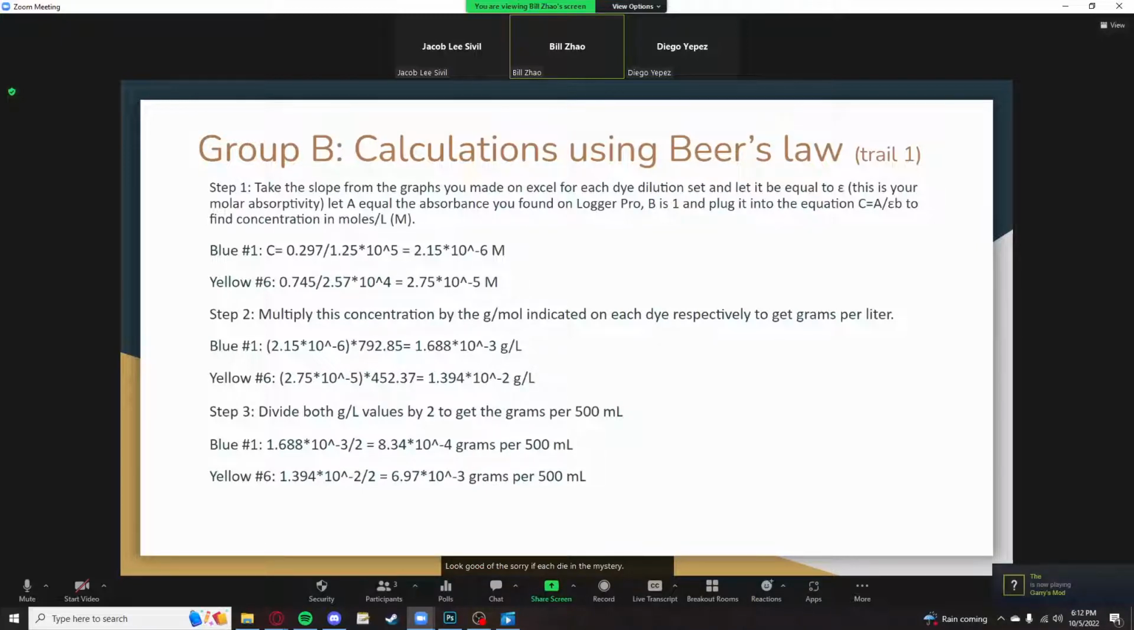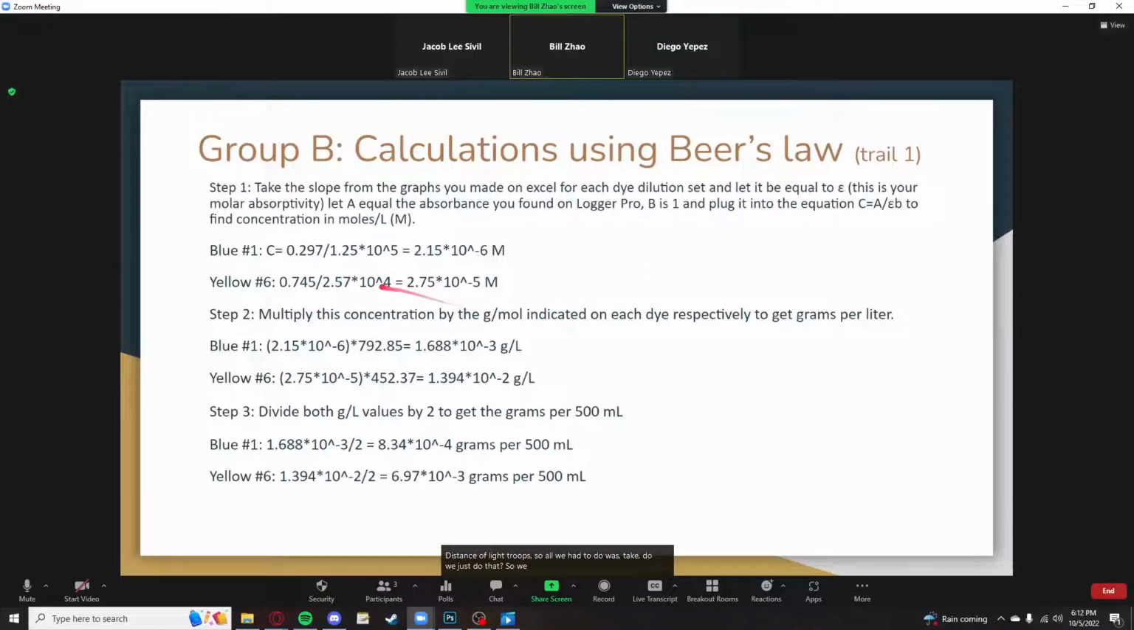As I just said before, Beer's law says that absorbance is equal to the distance that light travels through the container times molar absorptivity times concentration. With some algebra, concentration is equal to absorbance divided by the molar absorptivity and the distance that light travels. So all we had to do was just do that.